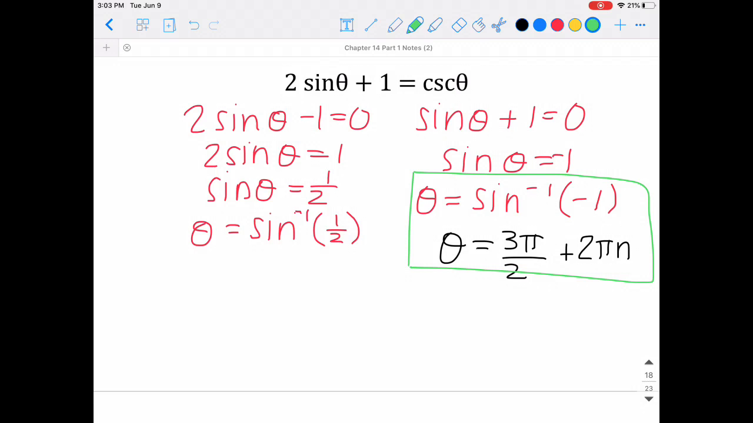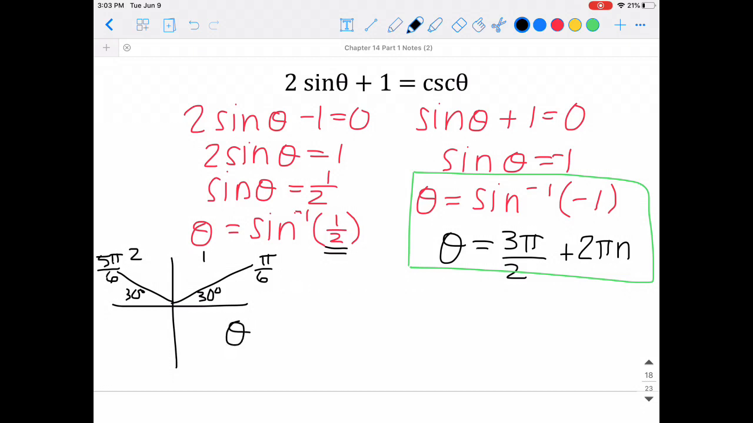For our other equation, we're looking for our theta when sine is positive 1/2. So we have to think about when sine is positive. Sine is positive in the first and the second quadrants. So now let's think about our angles. If sine is 1/2, that means we're going to have a 30-degree reference angle, which means that we're at pi over 6 in the first quadrant and 5 pi over 6 in the second quadrant.